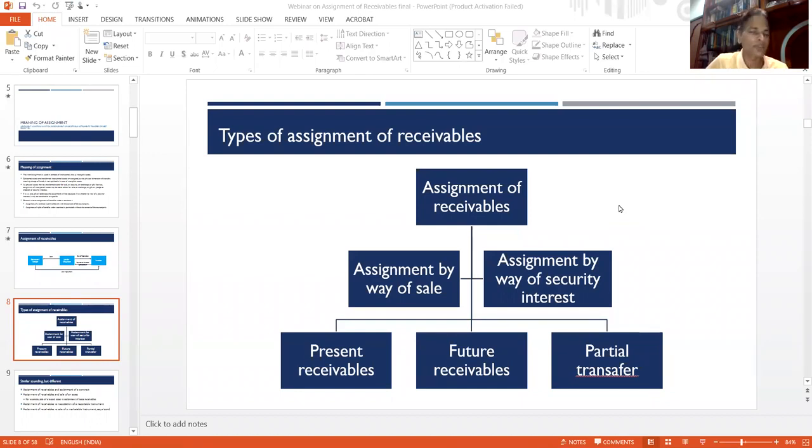Present receivables, future receivables. So I'll give an example of future receivables: a loan five years hence. Can I assign it? Of course I can assign it. Now let me give a totally different example. I have a toll road. Let's say I am the concessionaire of a toll right over a toll road, and I would be entitled to receive toll receivables. So the question is, can I assign those toll receivables as well?